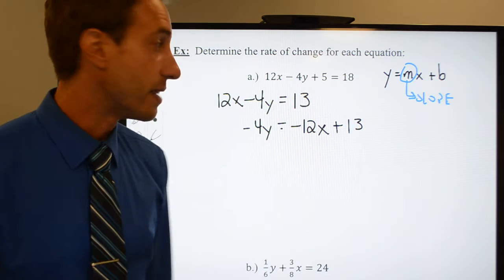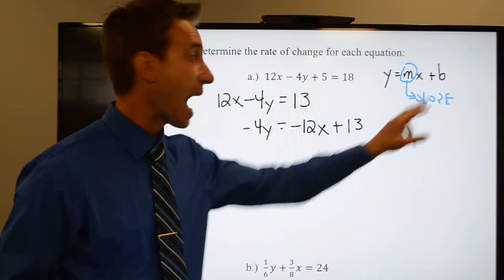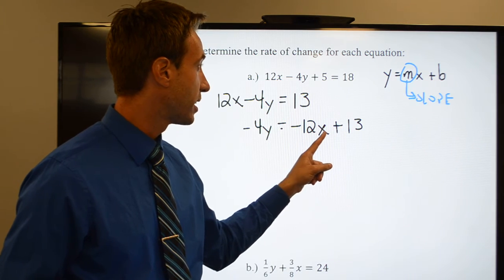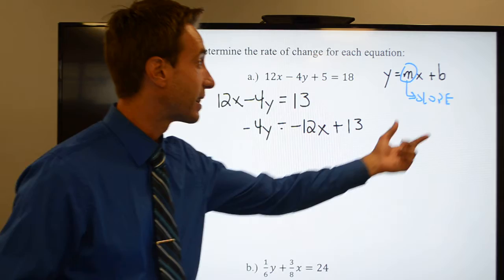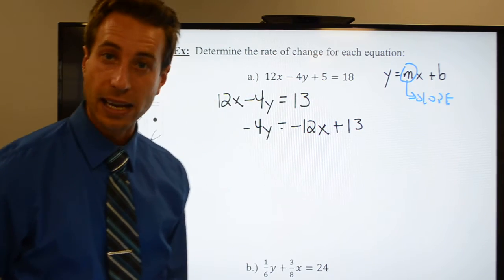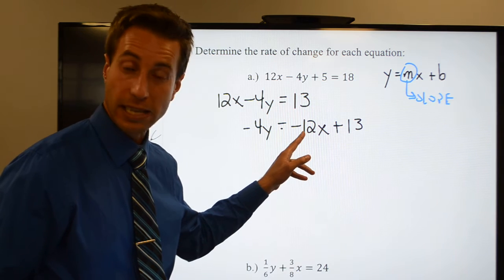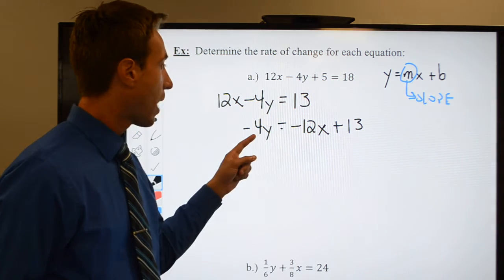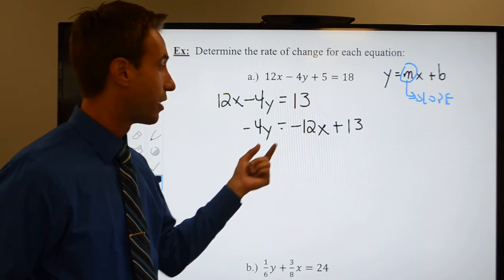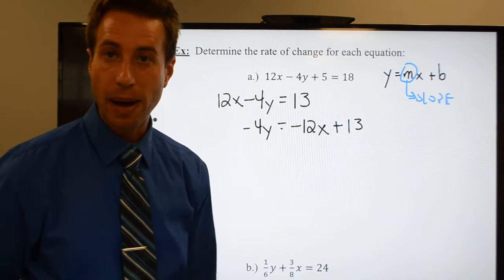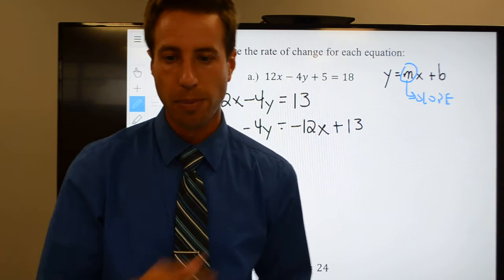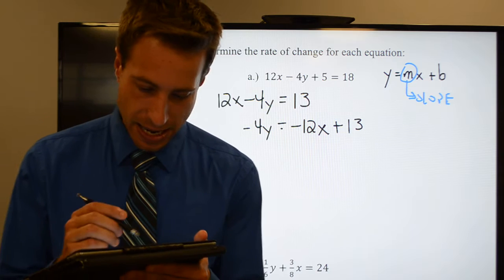Careful, we're not quite there yet. I know that this has this form. I have a constant x plus something, right? That almost looks like mx plus b. The problem is minus 12 is not my slope. Why? Well, I still have a negative 4 over here. That y is not by itself. No problem. Divide everybody by a negative 4.